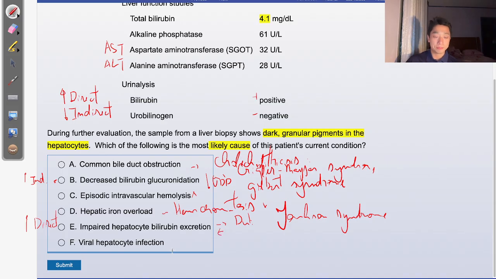Letter F, viral hepatocyte infection. If we have an infection, the AST and the ALT would be very, very high. And it's normal in our case. So letter F is not correct. So the correct answer is letter E.